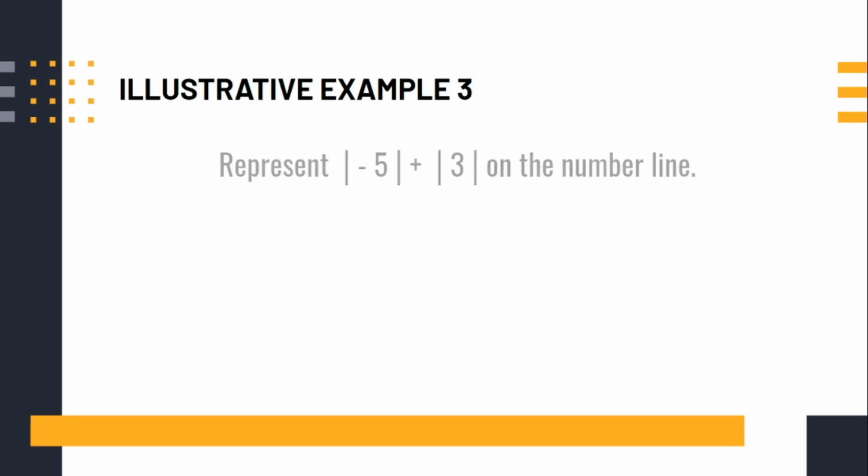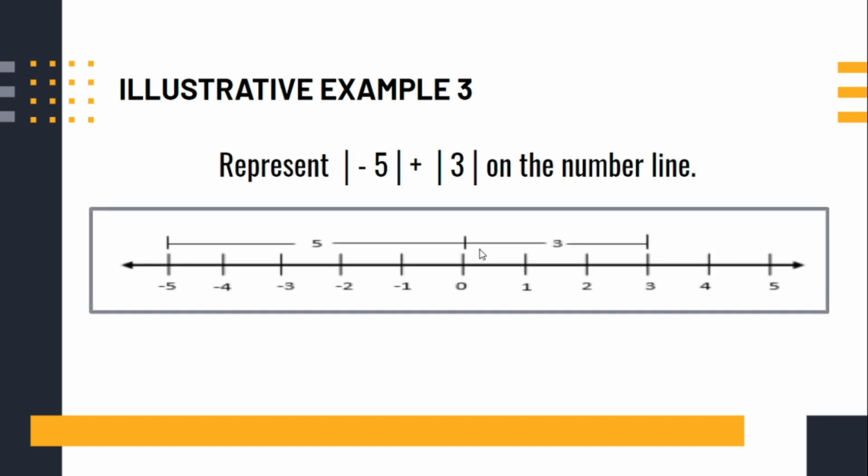Okay, how about this? What if we're gonna represent the absolute value of negative 5 added to the absolute value of 3 on the number line? Meaning to say, we're getting the distance of negative 5 from 0. I-add daw natin sa distance ng positive 3 sa 0. So, eto yung number line natin. So, the distance of negative 5 from 0 ay 5. Okay?